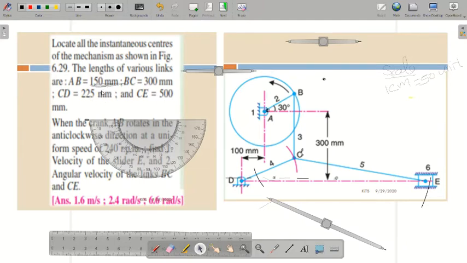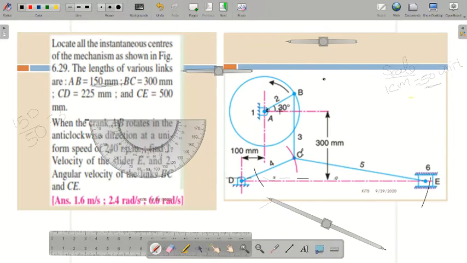One more way to say it: 150 divided by the scale you kept. You have to divide by that number. 150 divided by 50, what is the answer? You are getting 3. So now the AB length is 3 centimeter.